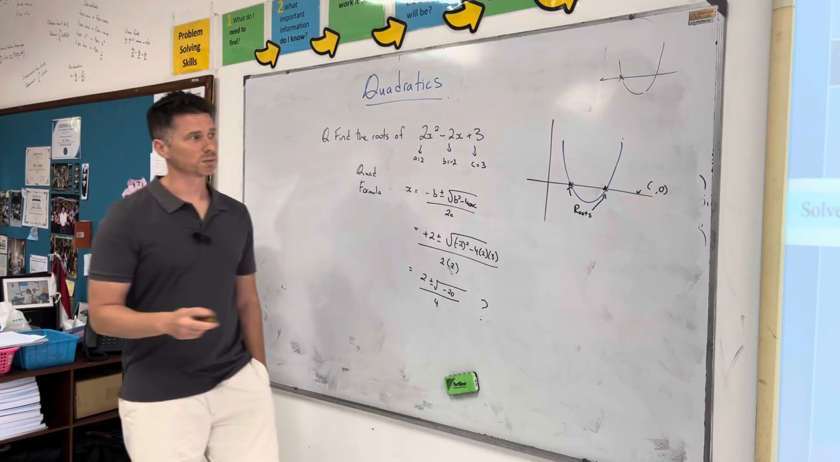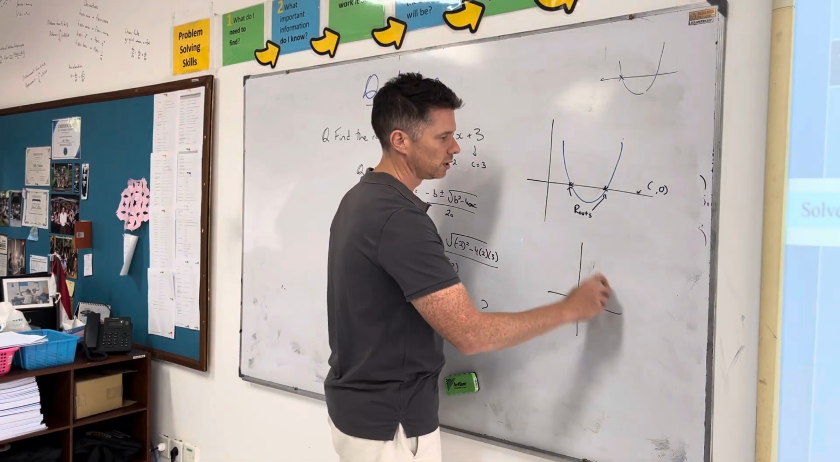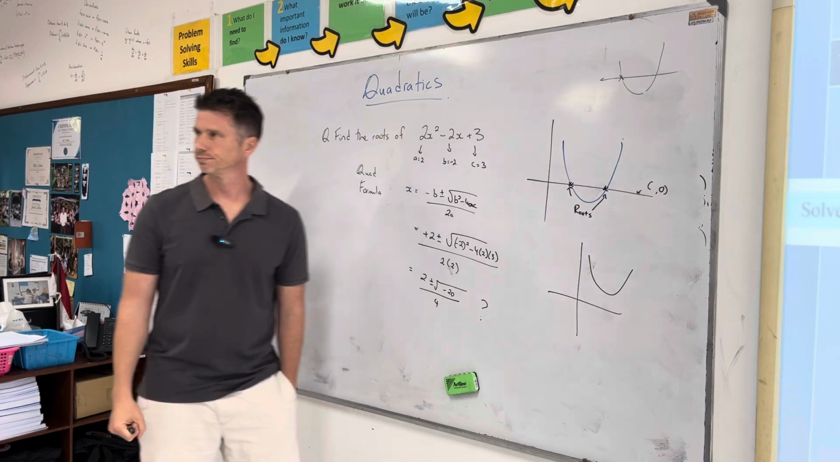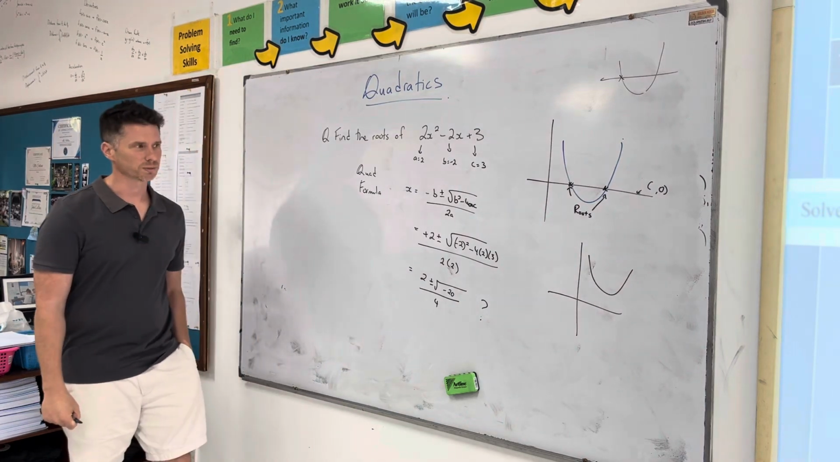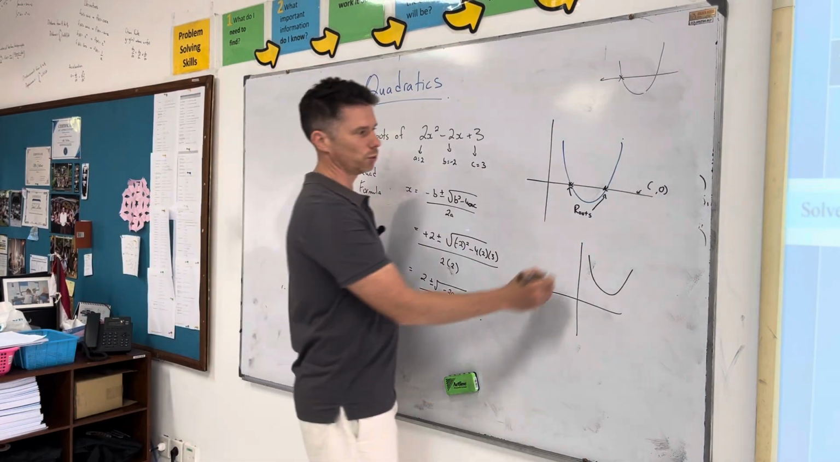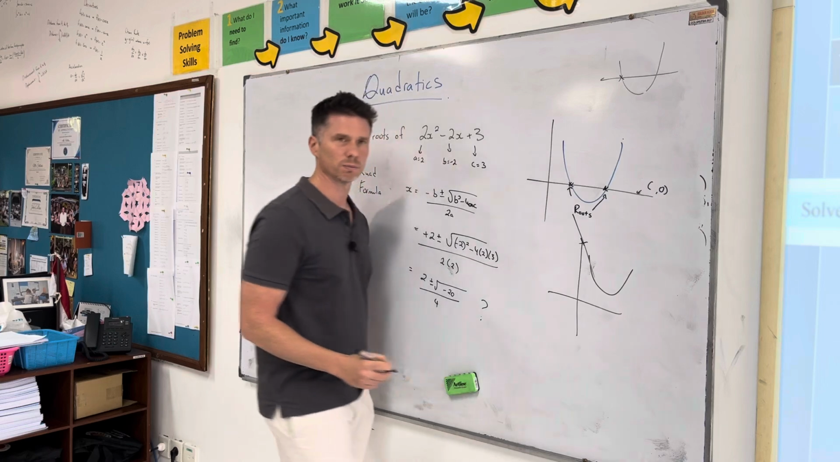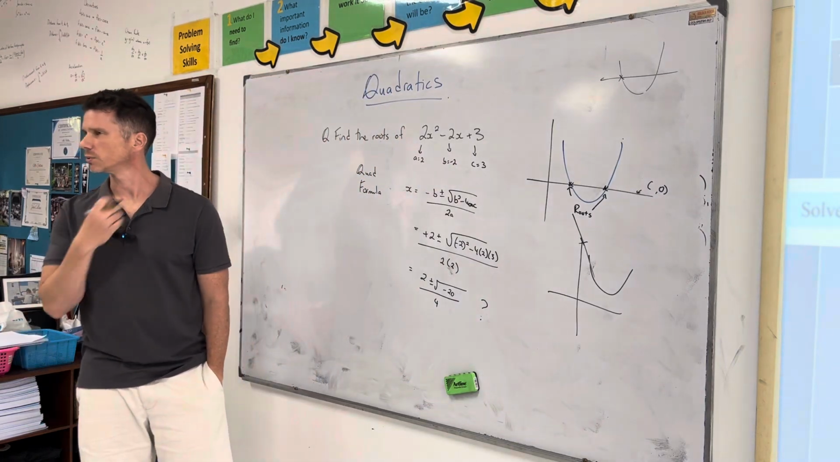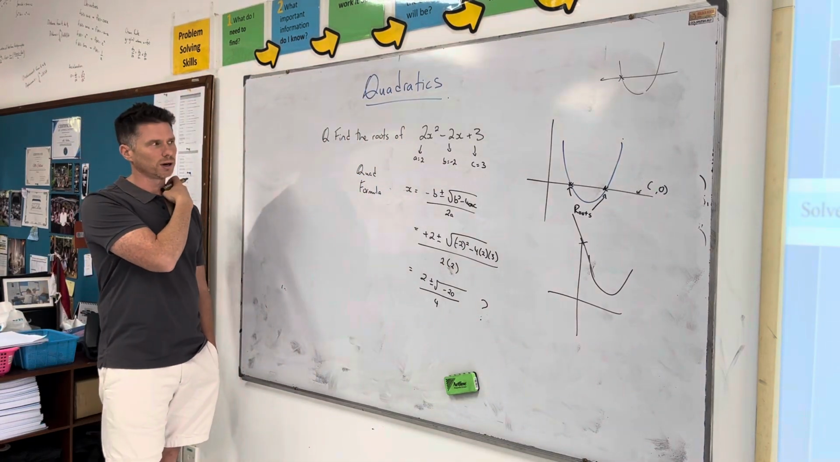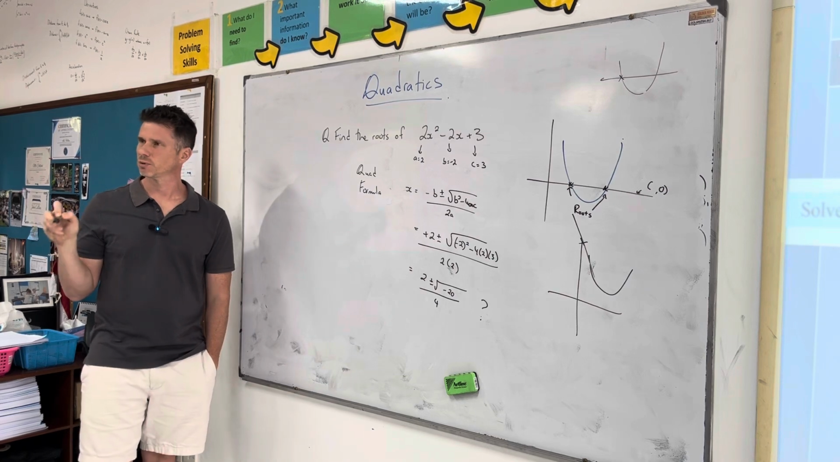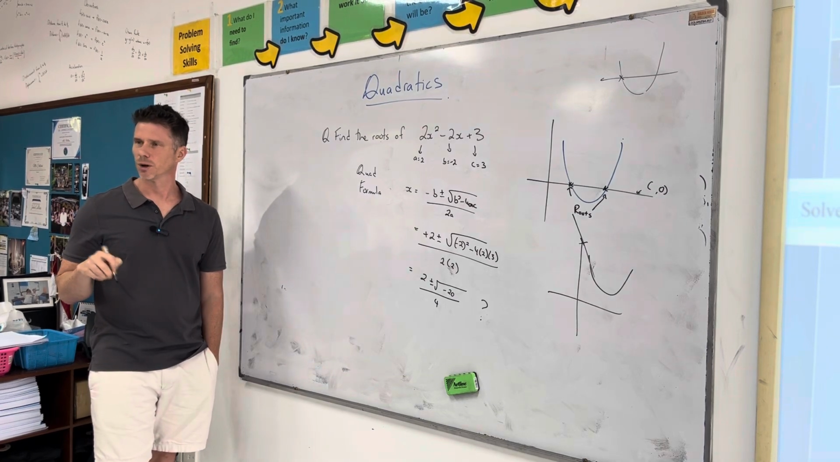So it's very possible that your quadratic equation just sits up here, and can still cross the y-axis at 3. That's no problem, but it just never reaches the x-axis. That's okay. All right, how could I have tested that before I started, without graphing it?